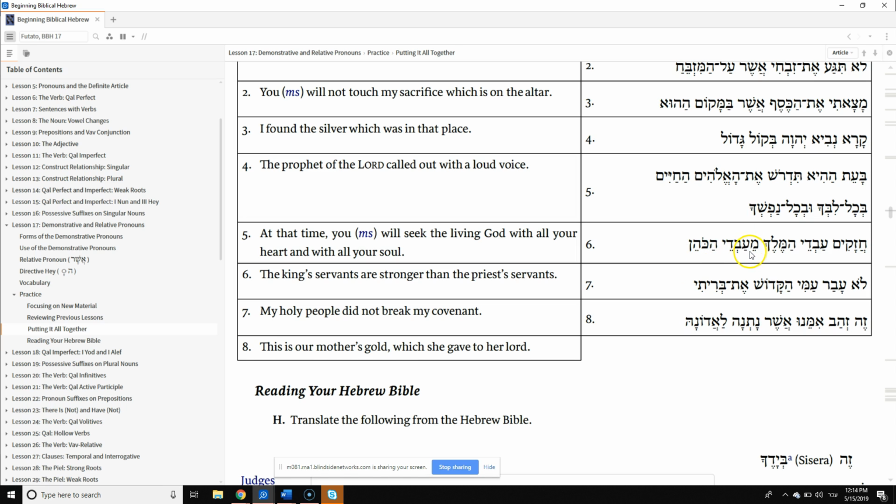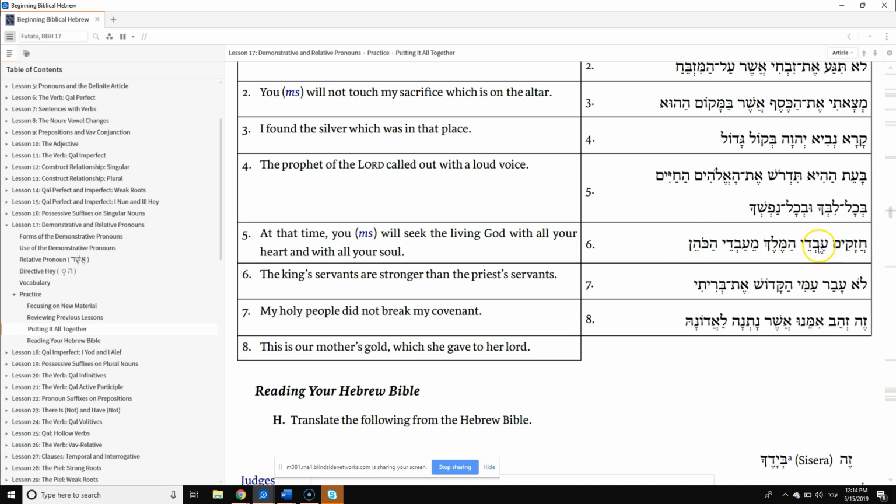So there is no definite article here. So this is just from servants of the priest, but this is definite because the reason why there's no definite article is it's construct. It is definite because its absolute is definite. HaKohen is definite. So the priest means we have the servants of the priest. So the servants of the priest.